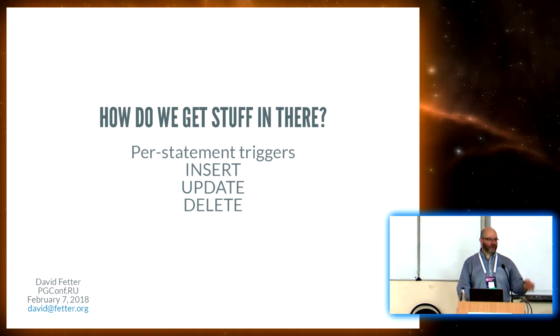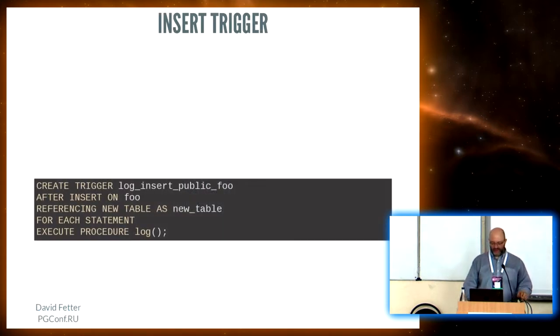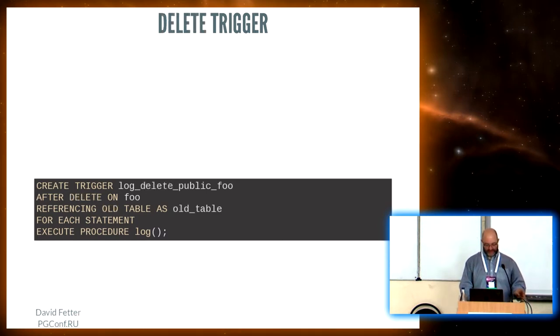And here is where we use our transition tables with the per statement triggers. We need one on each of insert, update, and delete. The thing that you'll notice that you might not have seen before in creating a trigger is this. It says referencing new table as new table. And this is where our transition table appears. So this is also part of the reason why we can't have a trigger for all of the write operations, because the next one we have, delete, says referencing old table as old table.